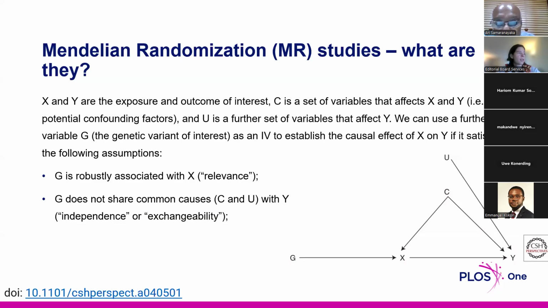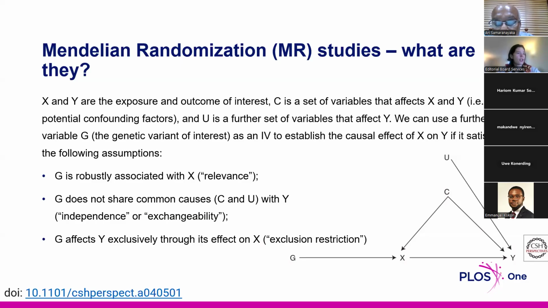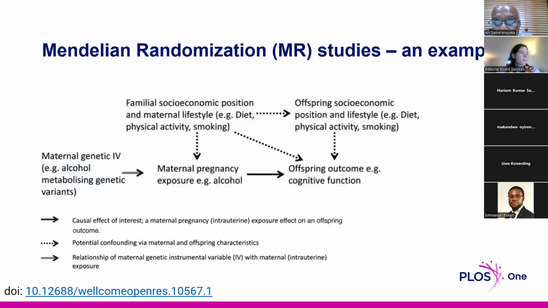Because there can't be this is the independence or exchangeability assumption. And finally, G can only affect Y, the outcome, through the effect on X, the exposure. So it has to be sort of a straight effect here. And what this looks like in practice, this is a good example here.